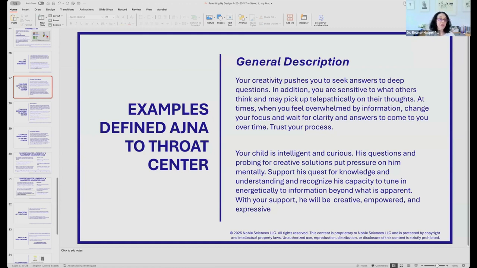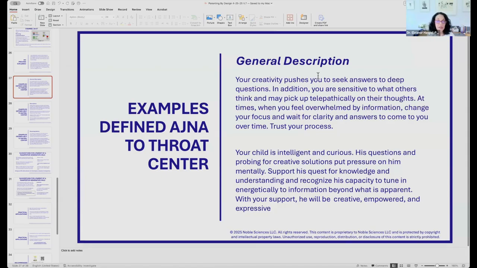They need to trust their process. So for parents, what I say is your child is intelligent and curious. His questions and probing for creative solutions put pressure on him mentally. You want to support the quest for knowledge and understanding and recognize your child's capacity to tune in energetically to information beyond what's apparent.